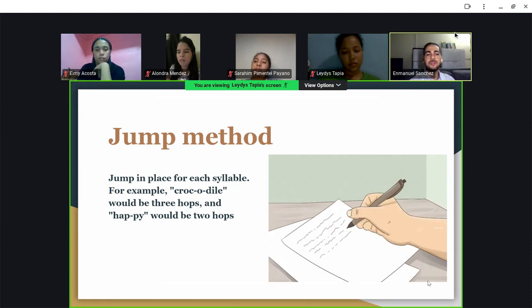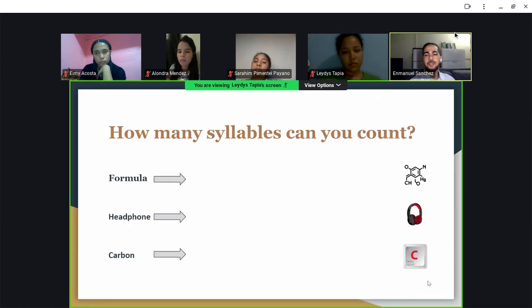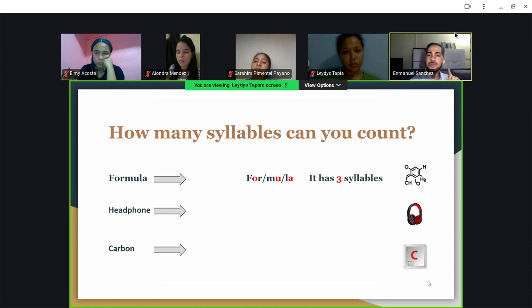Now we're going to be doing some exercises of this. I just gave you three words here, and you're going to use three different methods to count them, and then you're going to say how many syllables each has. Let's start with the word formula. You're going to use any method, and you will see that formula has three vowel sounds. It means it has three syllables.